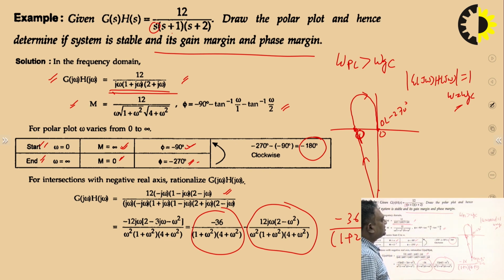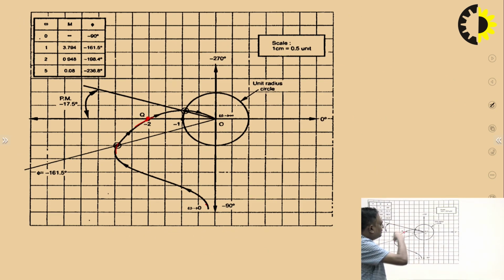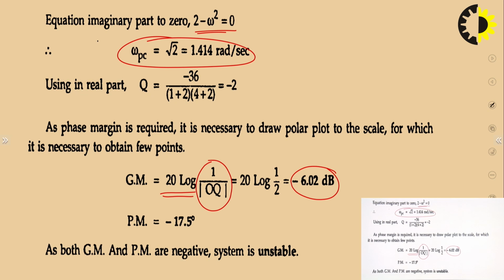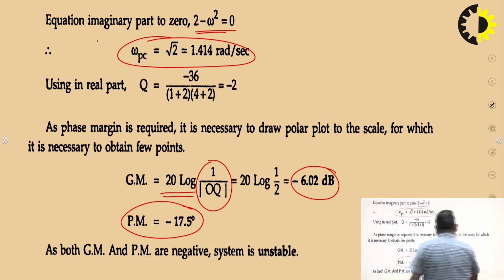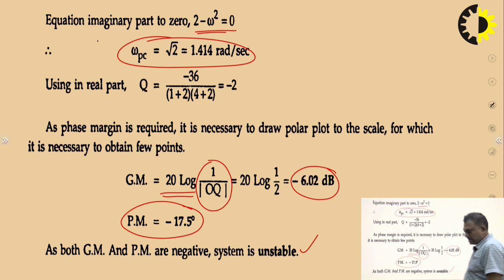Another thing is that you can draw it correctly on a plot. When you draw it correctly on a plot, you get the frequency. The plot starts from here. So what is the frequency here? This is nothing but omega gain crossover. With the help of omega gain crossover, you can find out the phase margin. And the phase margin in this case is minus 17.5 degrees. As gain margin and phase margin both are negative, the system is unstable.